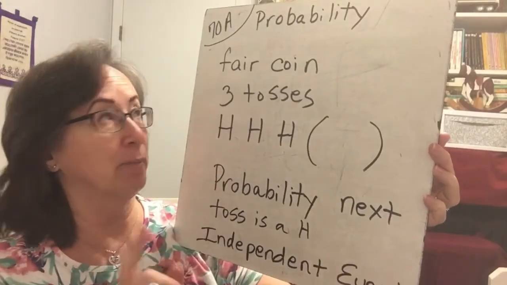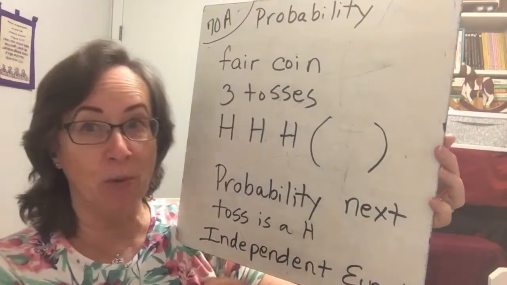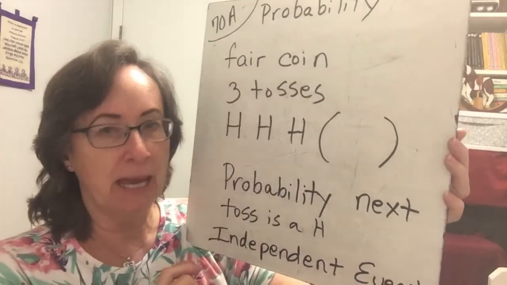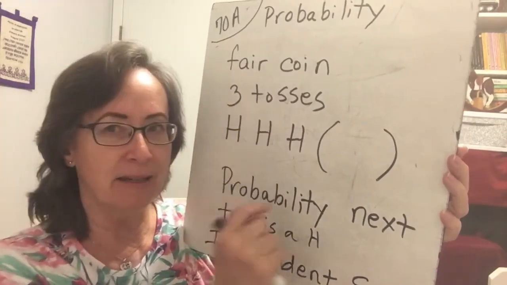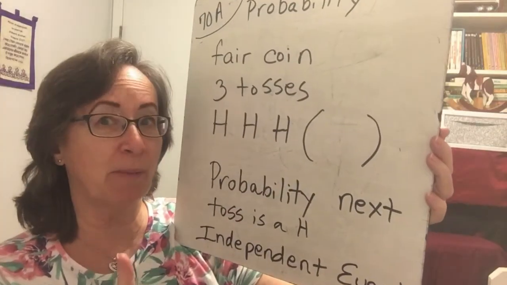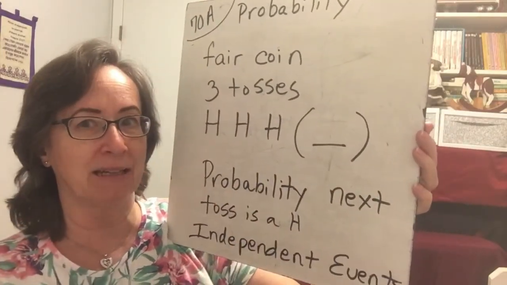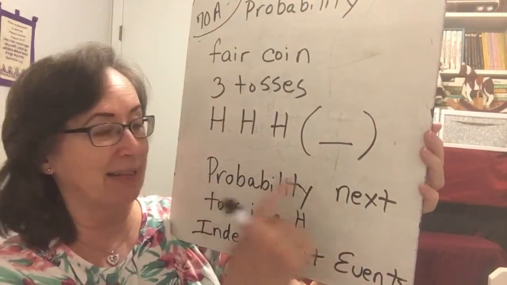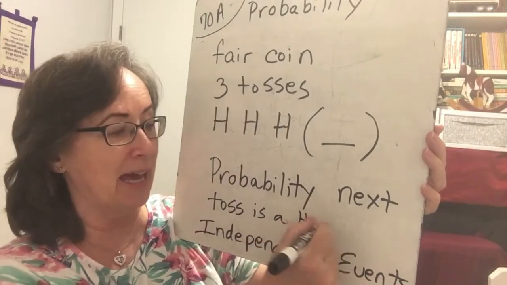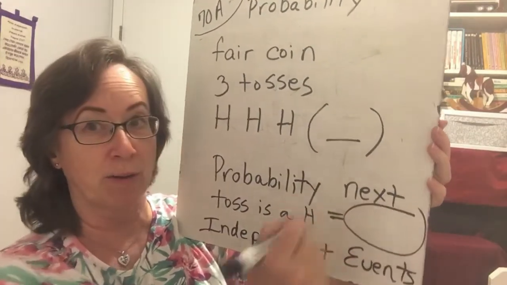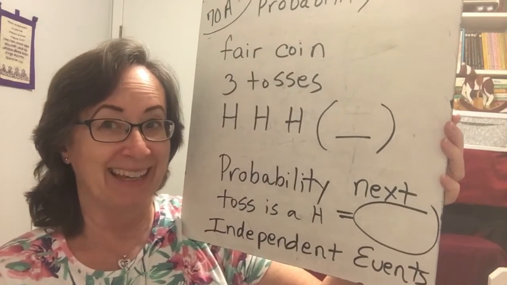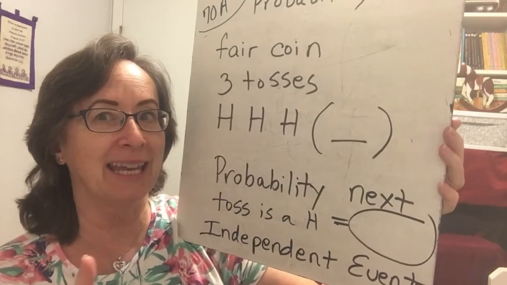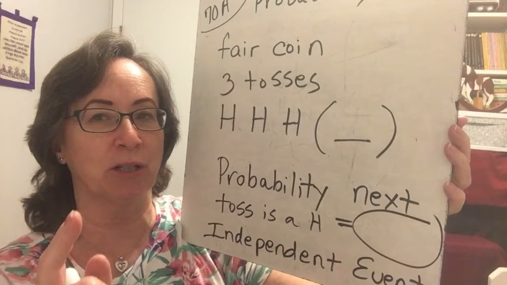Okay, so the first example says we have a fair coin. That fair coin has been tossed 3 times, and it has come up head, head, and head. What is the probability that we will also get a head on that last toss? Okay, so the probability that the next toss is a head equals, may I have a drum roll? It's still going to be the same probability of getting a head on any individual toss.